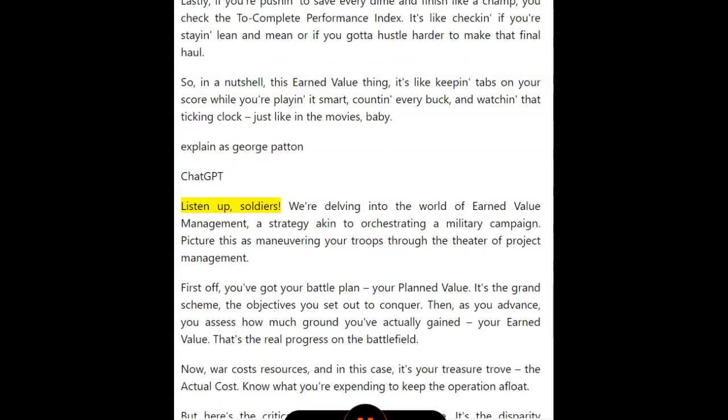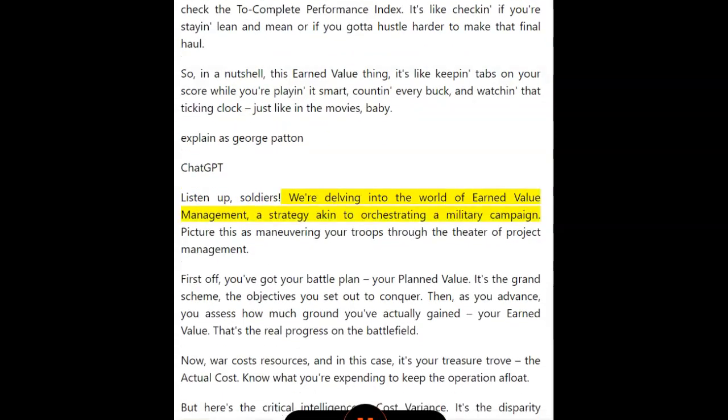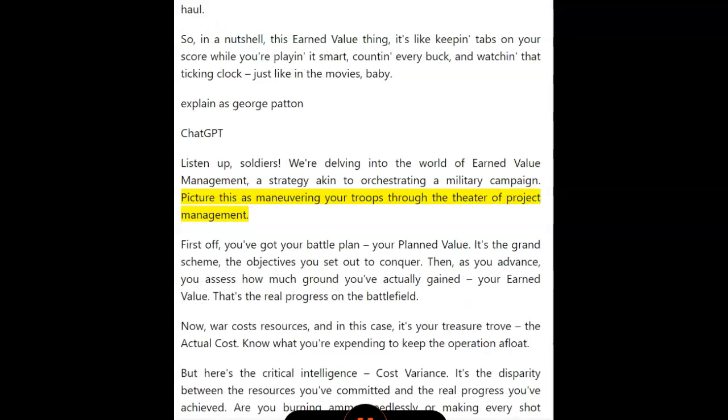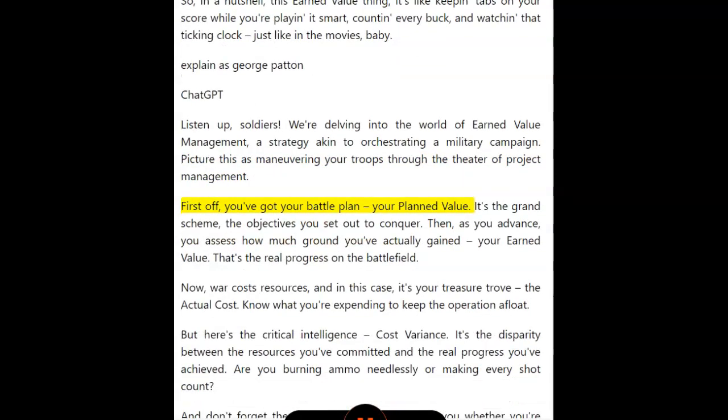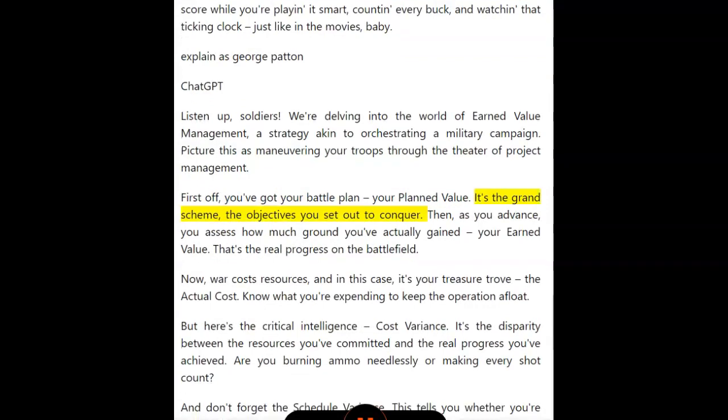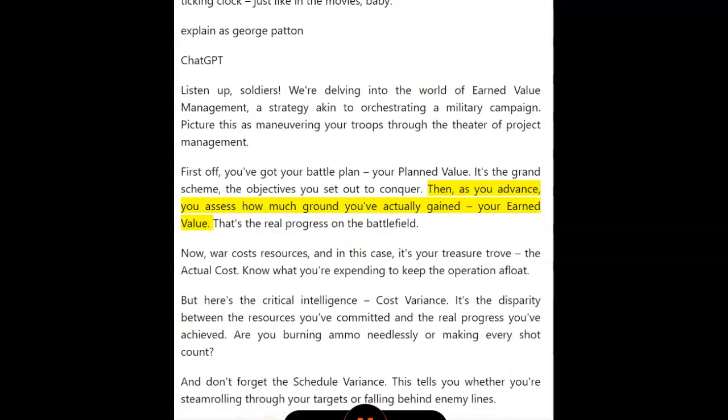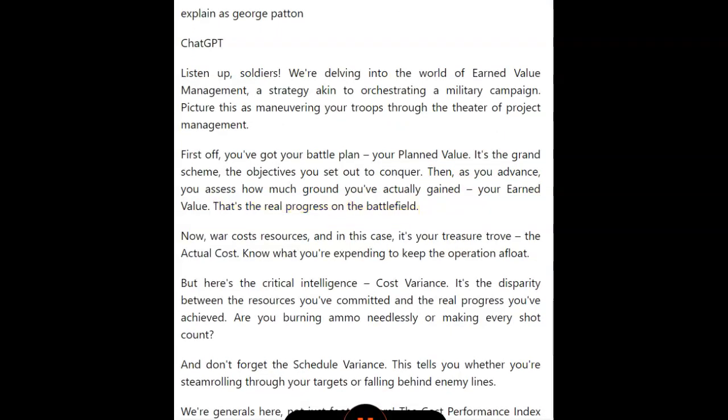Listen up, soldiers. We're delving into the world of earned value management, a strategy akin to orchestrating a military campaign. Picture this as maneuvering your troops through the theater of project management. First off, you've got your battle plan, your planned value. It's the grand scheme, the objectives you set out to conquer. Then, as you advance, you assess how much ground you've actually gained, your earned value. That's the real progress on the battlefield.